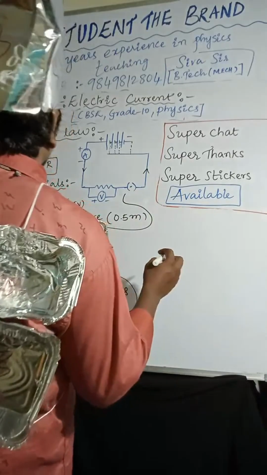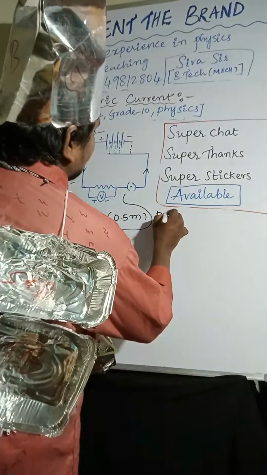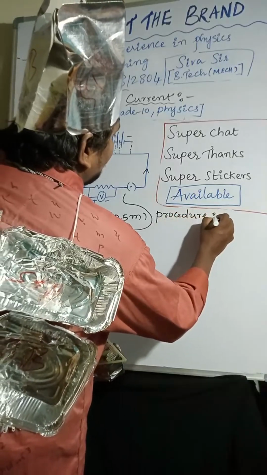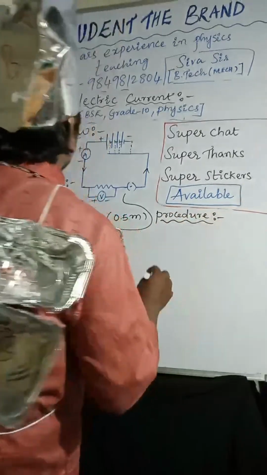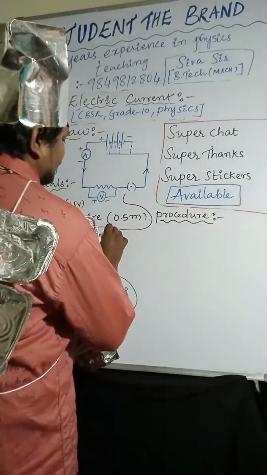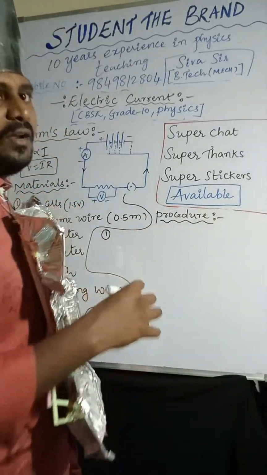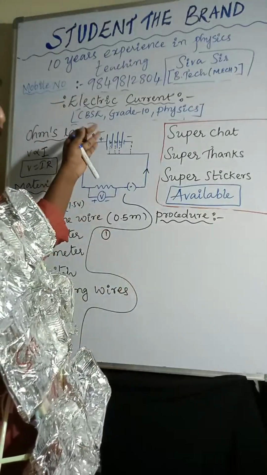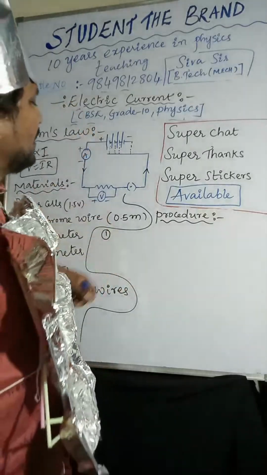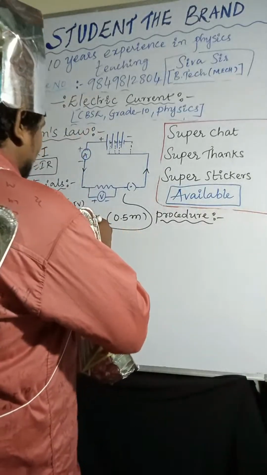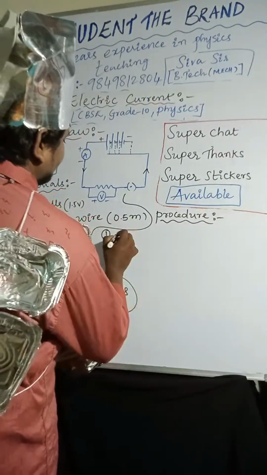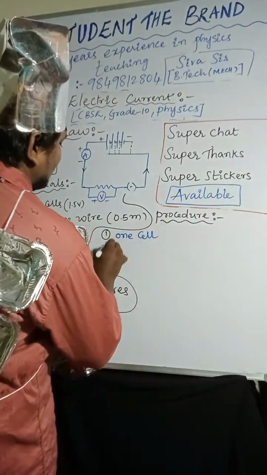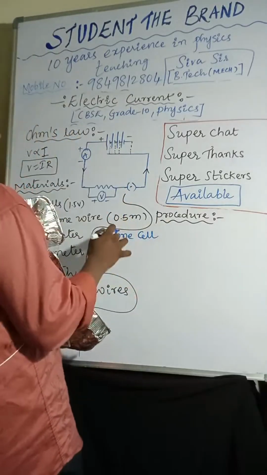That is the procedure. You have to follow the process. First you have to connect one cell and note down the reading of ammeter and voltmeter.